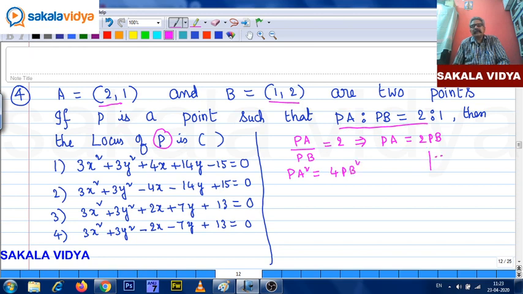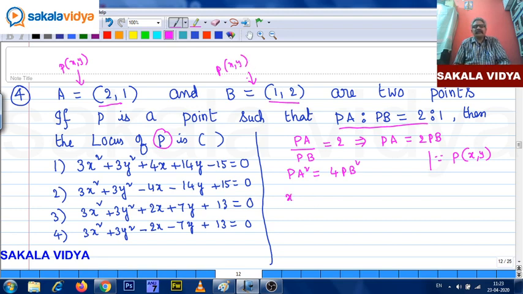So let us say the point, no problem, directly you can say P of x comma y, you take it. PA square means square of the distance. Without square root, you need to apply the distance formula from P, x comma y, to A point. Similarly, PB means P x comma y to B, you need to calculate.